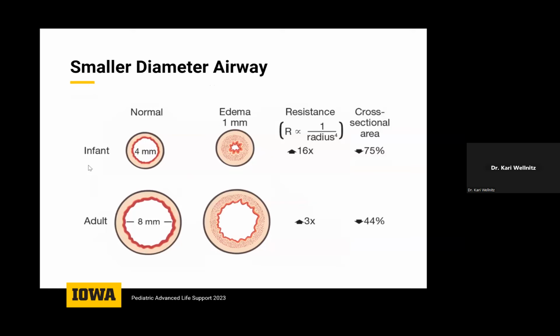The children's airways also have a smaller diameter than adults. This can be especially important when you think about the impact of just having 1 millimeter of edema. As resistance is proportional to the radius to the fourth power, just that 1 millimeter of edema in a kid can lead to a 16 times increase in resistance and a 75% decrease in your cross-sectional area. So small changes matter in these small children.